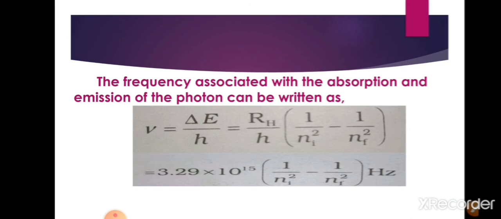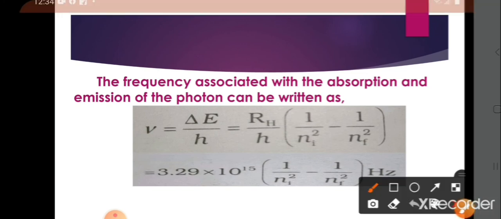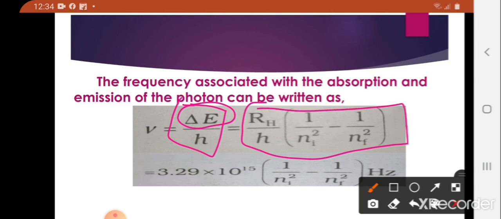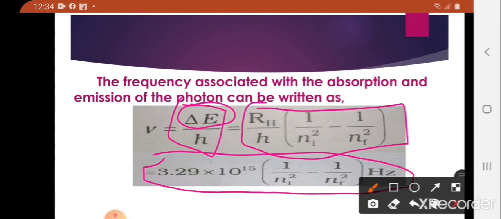Also, the frequency associated with the absorption and emission of the photon can be written as nu is equal to delta E by h. Here we know the value for delta E, so we can rewrite the formula as nu is equal to RH divided by h into 1 by Ni square minus 1 by Nf square. By substituting the values for the constants, we can write the formula as nu is equal to 3.29 into 10 raised to 15 into 1 by Ni square minus 1 by Nf square.